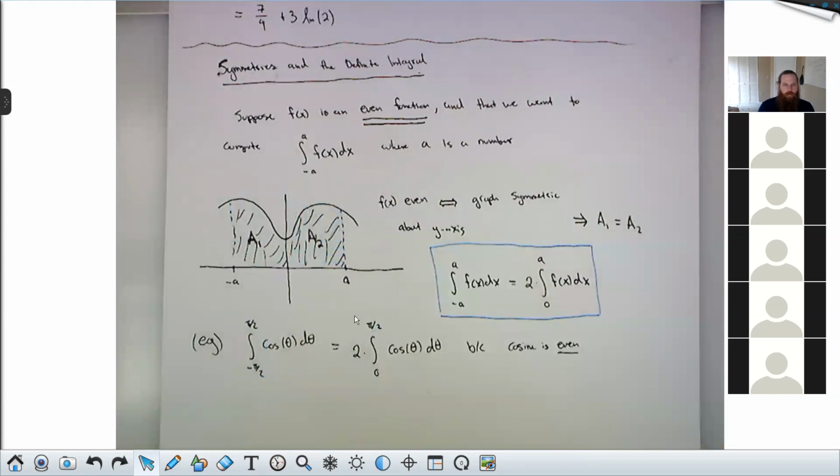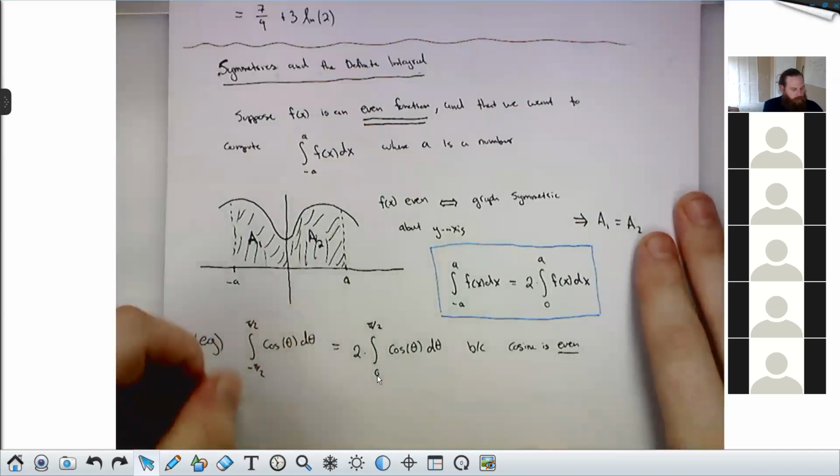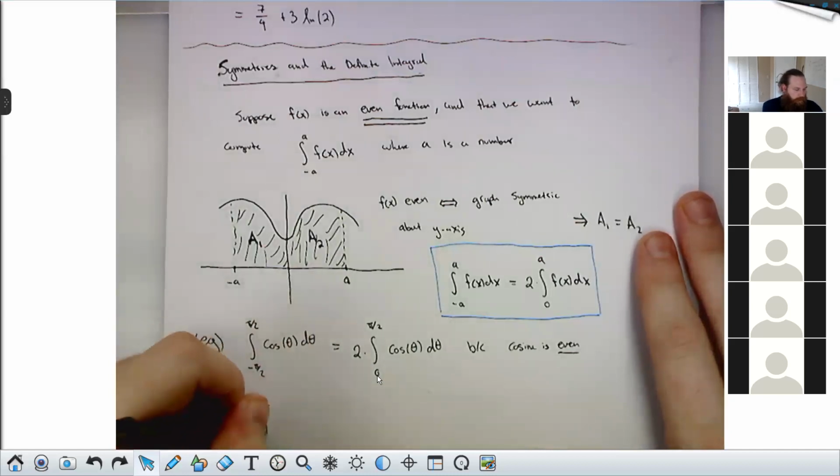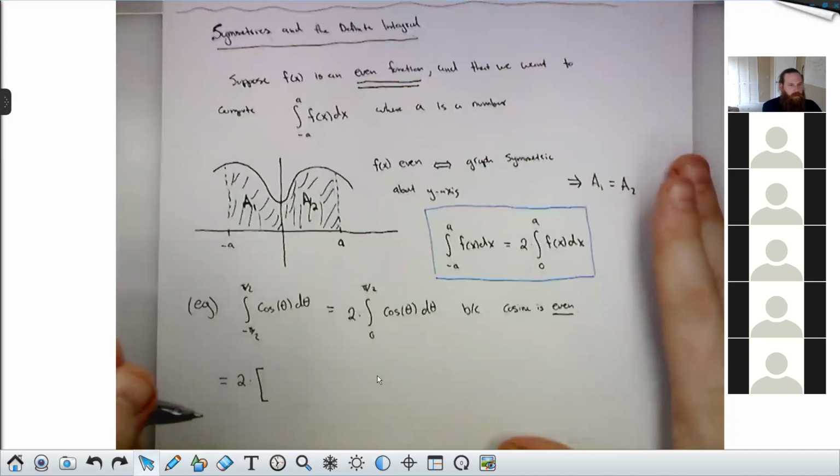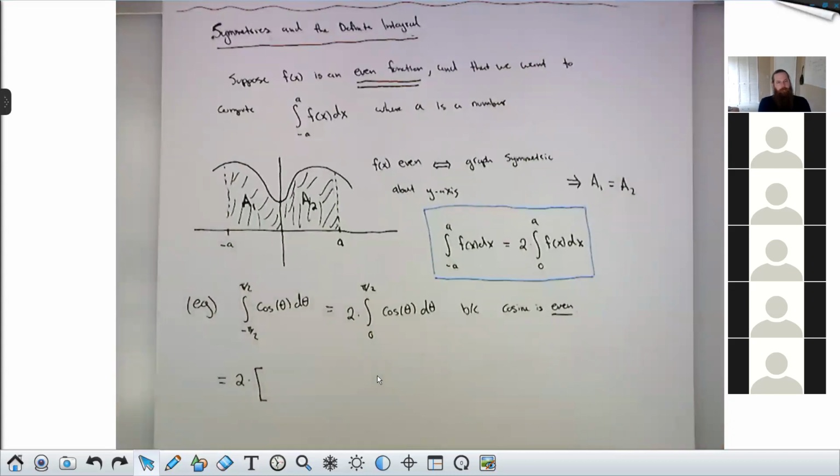One of the reasons this is nice is because at the end, remember, you've got to plug in bounds, and it's easier to plug in 0 than it is to plug in negative pi over 2. Just as a rule, 0 is usually a nice thing to plug in. Let's go ahead and do the integral. This would be 2 times, what's my antiderivative for cos theta? Yeah, sine theta.